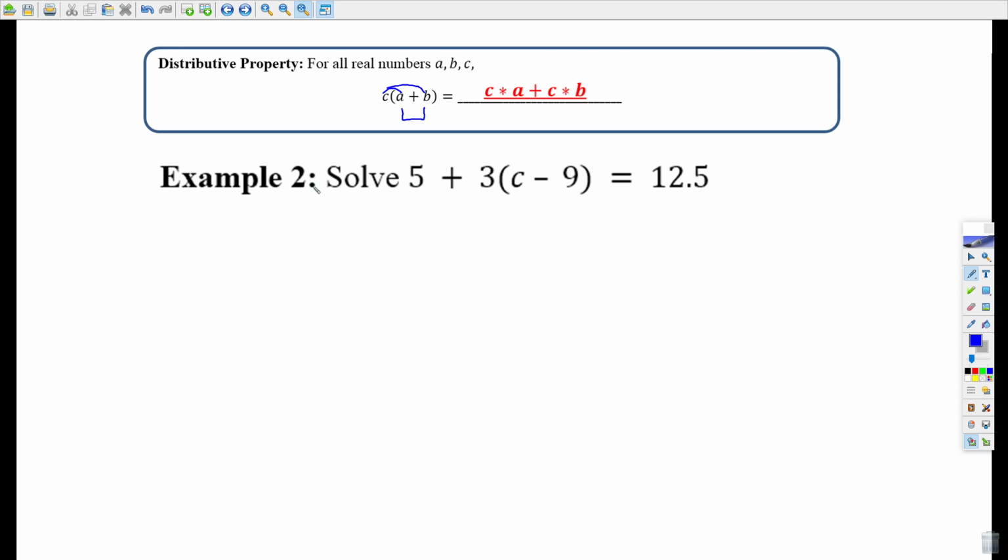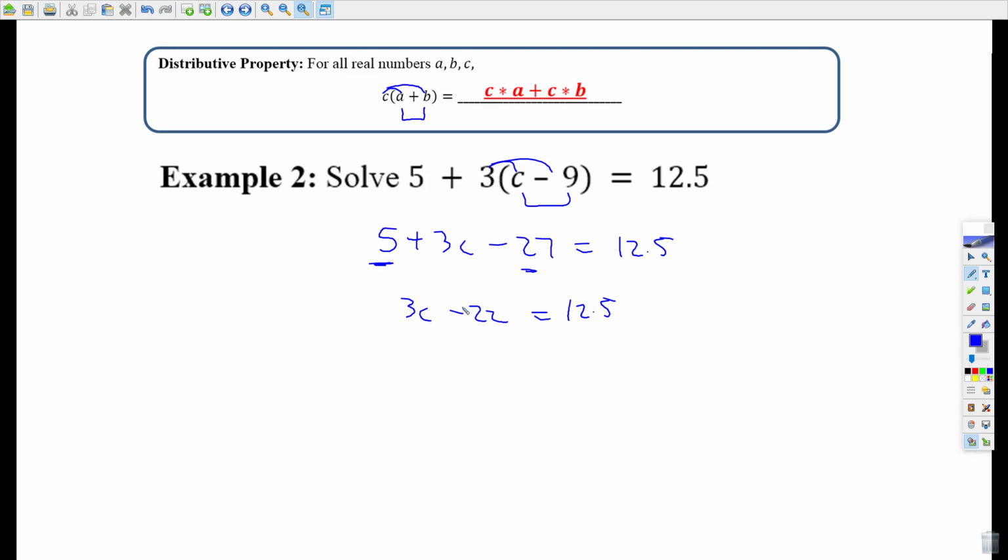So we go down to example 2, solve 5 plus 3 times c minus 9 equals 12.5. Well, can we put these together? No. Thus we need distributive property. So we multiply it out, 3 times c and 3 times negative 9. So let's solve this one. We have 5 plus 3c minus 27 equals 12.5. All right, now how do we solve this? Well, we can combine like terms now on this side. We have 5 and we have negative 27. So let's put them together. We have 3c minus 22 equals 12.5.